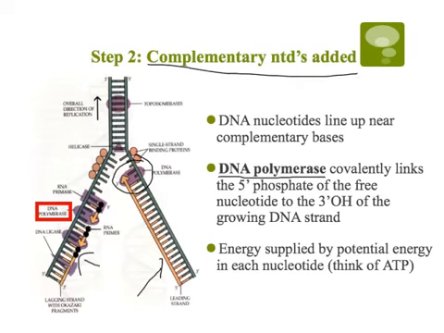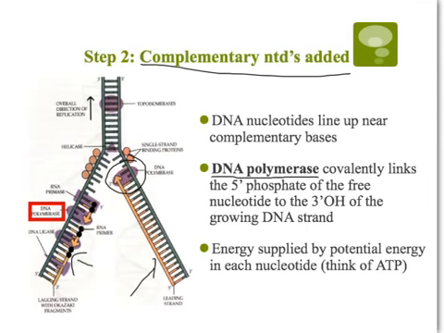Remember that nucleotides look very, very similar to ATP. And so the energy for this process is supplied by the energy found in the bonds of the nucleotides. It's kind of like when we break ATP, break off a phosphate group, we get some energy. If we break a phosphate group off of a nucleotide, we also get some energy. So that's where the energy is coming from.